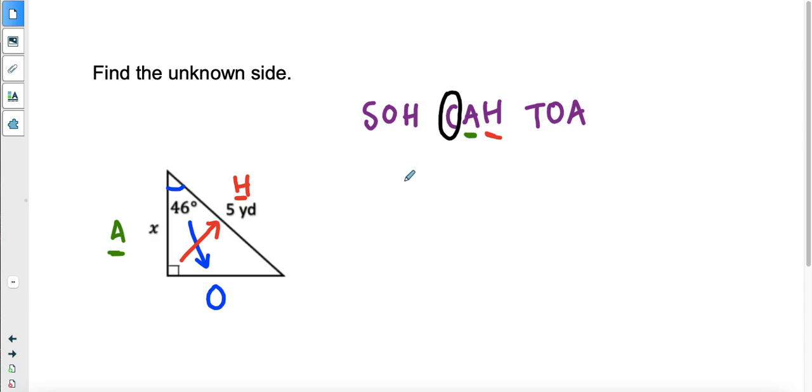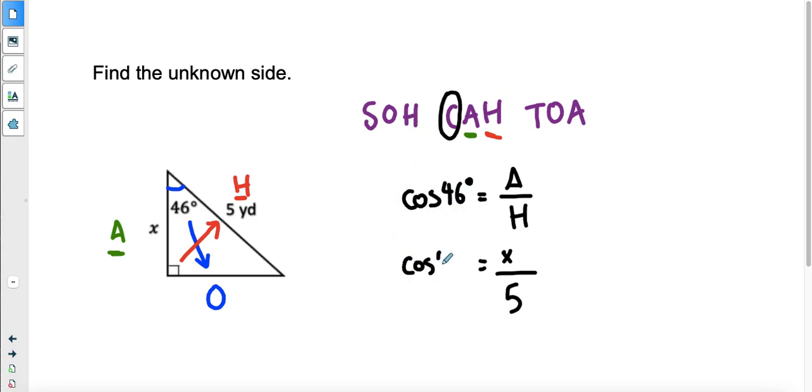And cosine, remember, is equal to adjacent divided by the hypotenuse. So cosine of my angle, 46 degrees, is going to be adjacent divided by hypotenuse. Well, now we can just plug everything in, right? Because my adjacent is just equal to x, my hypotenuse is equal to 5, and cosine 46 degrees, I can just leave that for now.